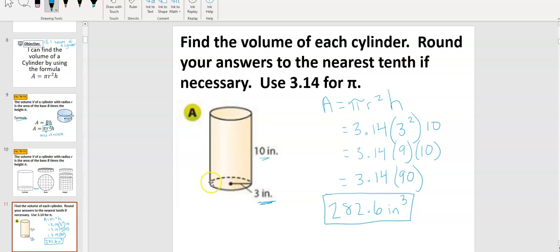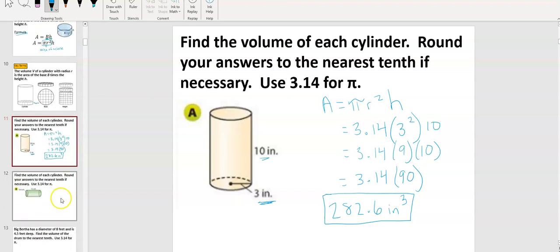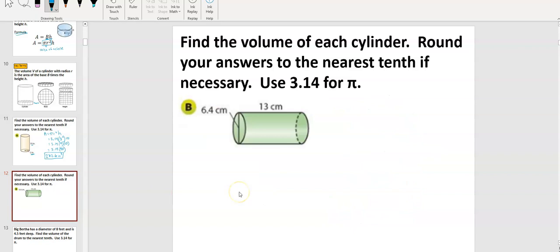Some shapes might give you a diameter instead of a radius. So you just have to make sure you can discover what the radius is by dividing by 2. But we're going to go through these practice problems. Make sure you're writing these down. And then you get to practice on your own.